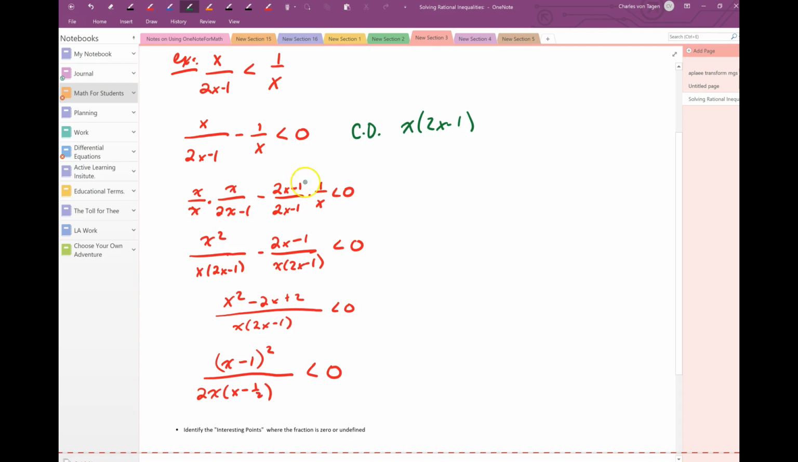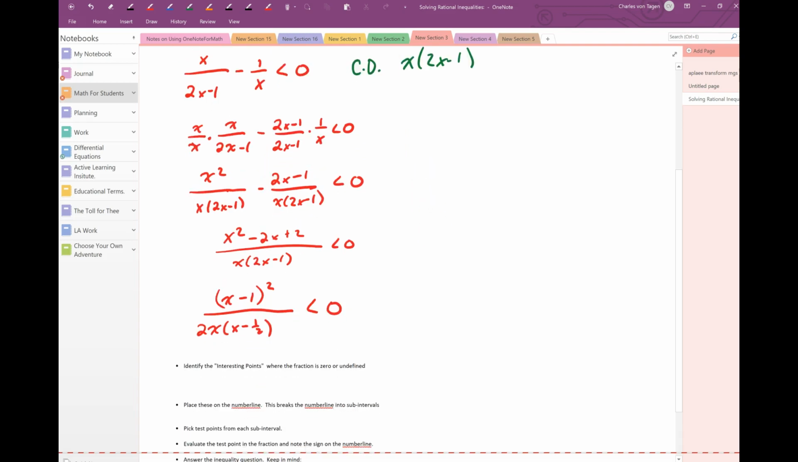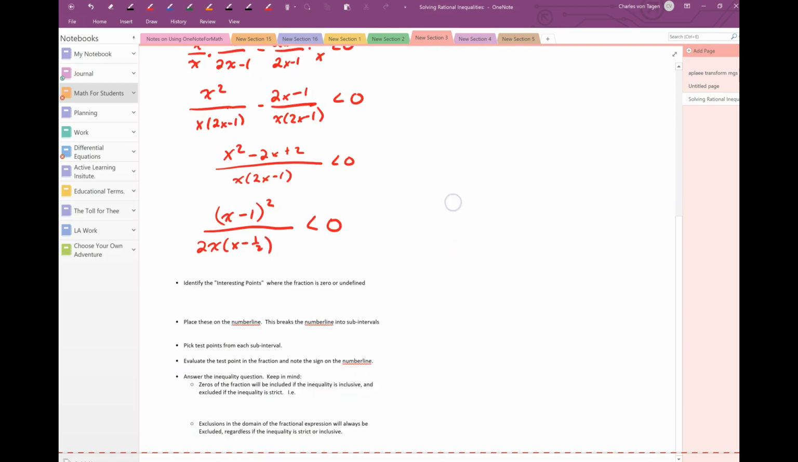The second fraction is missing the 2x minus 1 factor in the common denominator, so we multiply this by 2x minus 1 over 2x minus 1. So the rest of this is just me cleaning it up until I get down to here, and now this is in the form of a fraction set to 0. For this method to work, it does need to be in this form.